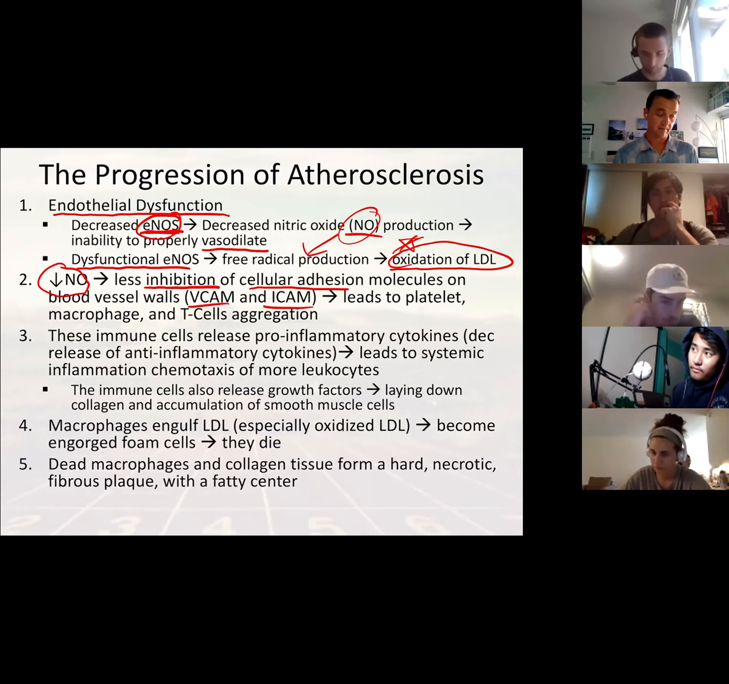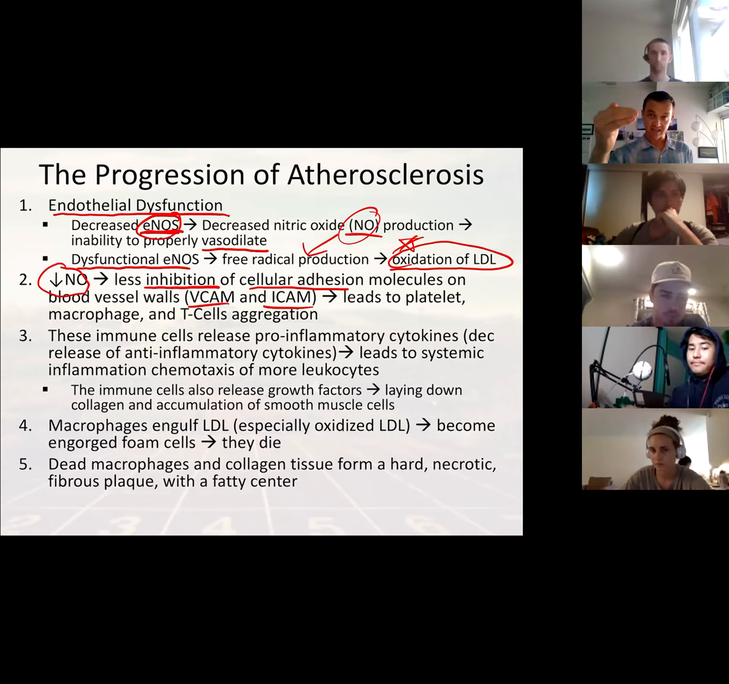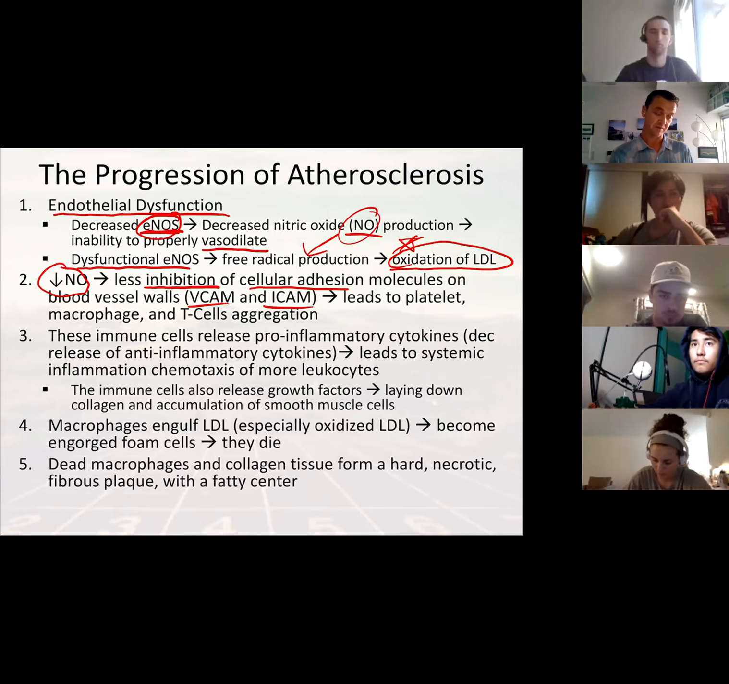Those are like little flags that go out on the outside of endothelial cells, and they tell the immune system there's a problem down here. Come down and help us. When nitric oxide is present, it inhibits those, so it doesn't call the immune system in. If we're not calling the immune system in, then we're not going to have a bunch of inflammation. But if we don't have enough nitric oxide, then we do call the immune system in.